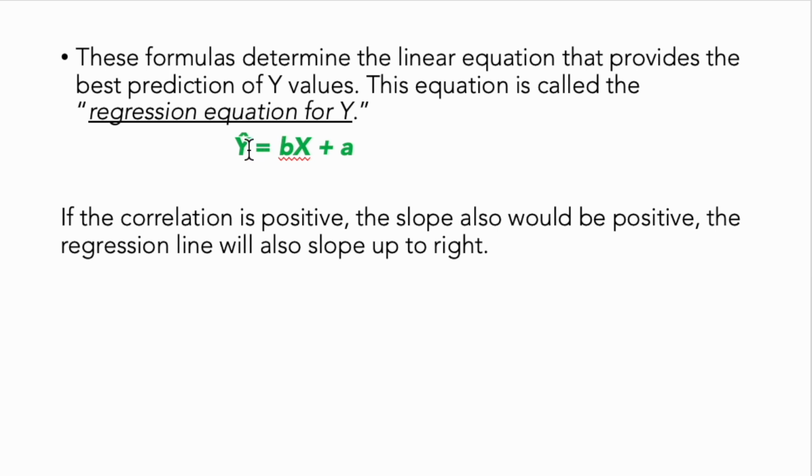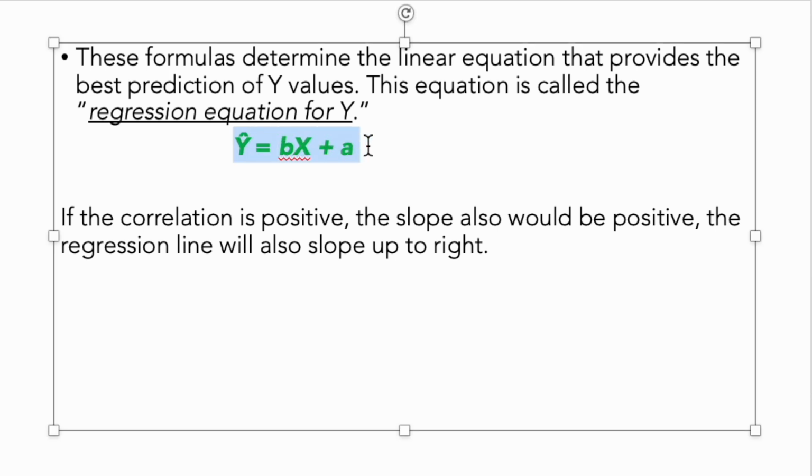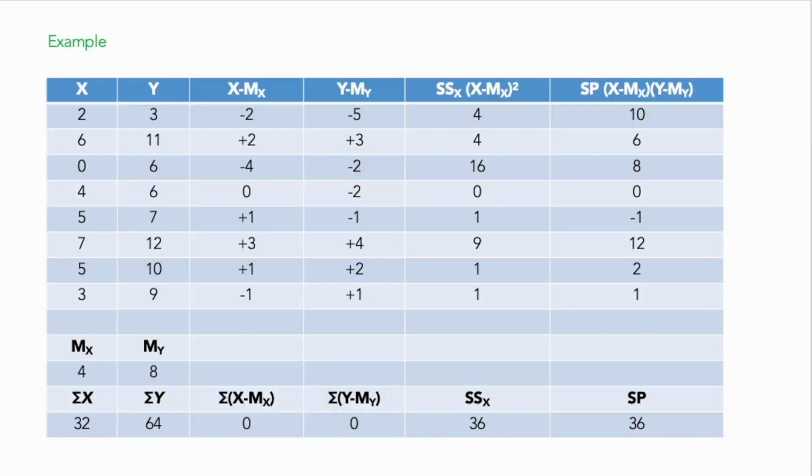And then once you find the values for B and A, you can find the predicted scores for y. That is something you can do with this y hat. So now here you have x scores, here you have y scores.